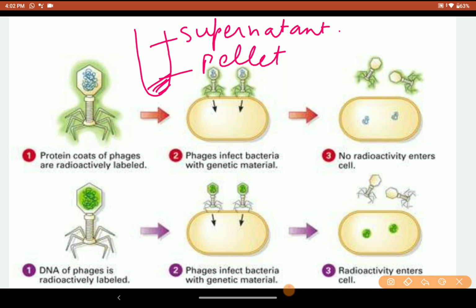And this experiment of Hershey-Chase led to the universal acceptance of the DNA as the genetic material. Okay, so if anyone asks you in the examination which experiment proves that DNA is the genetic material, you will write Hershey-Chase experiment.